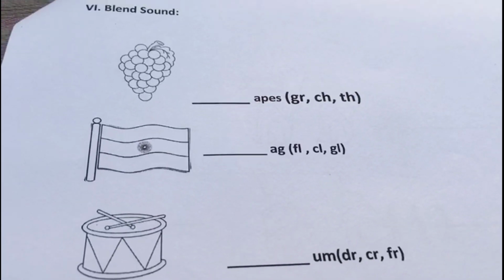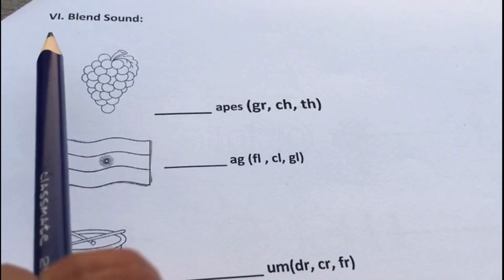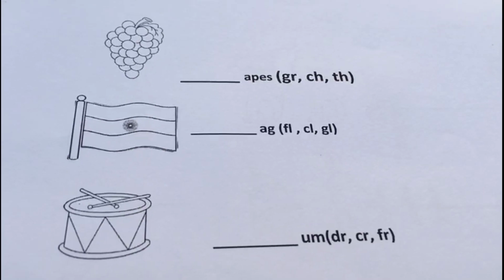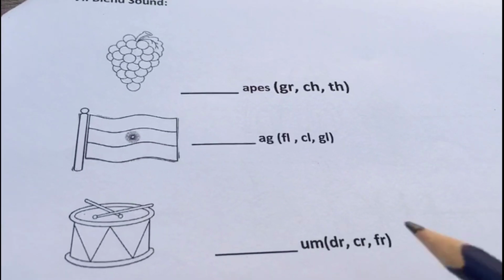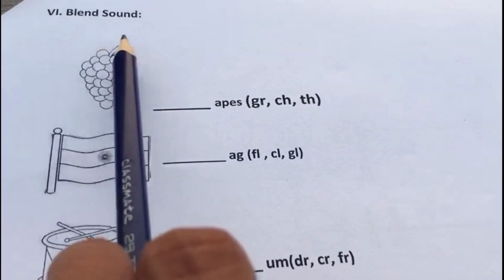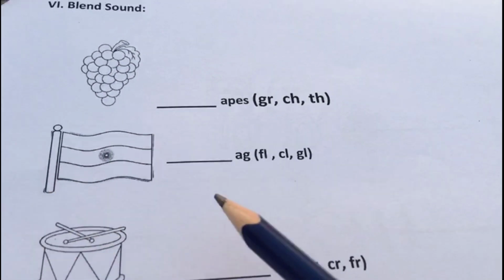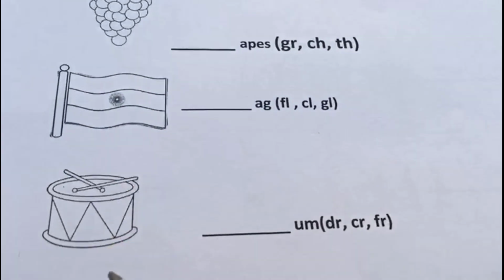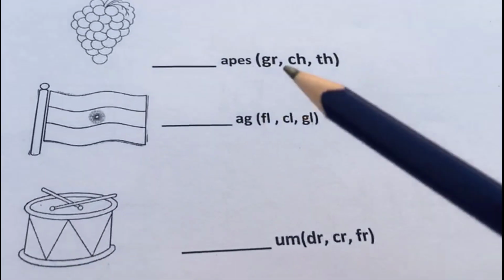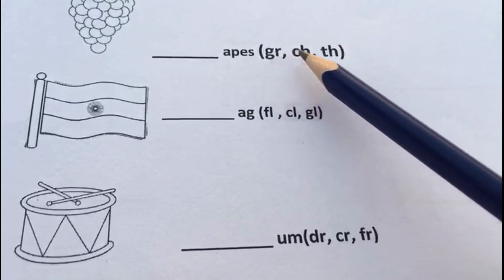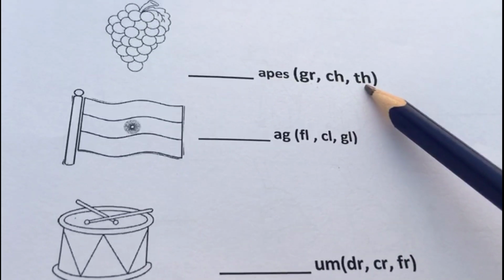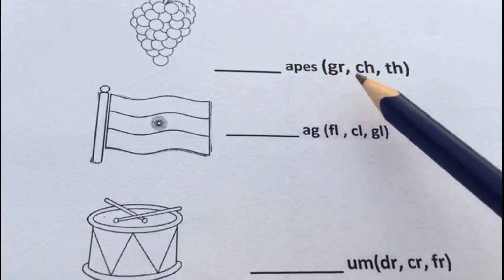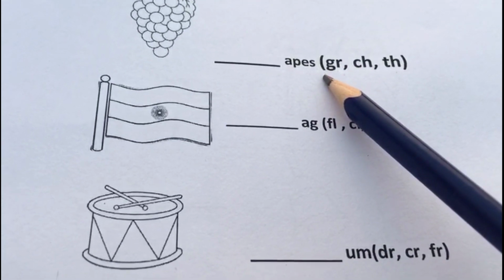This is our sixth question. This question is based on blend sounds. When we join two letters together, especially consonant letters, it produces a single sound. That's called blends. Here we have some pictures like grapes, flag, drum. The first one is grapes and in the bracket gr, ch and th. Ask your child to find the right letters and fill in the blanks, like grapes.